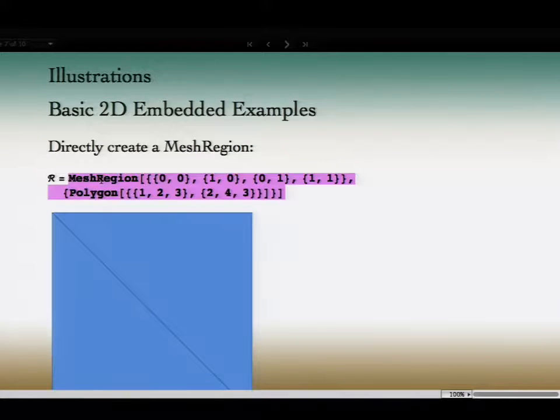So here's a built from the ground up kind of region. So here's my list of points.